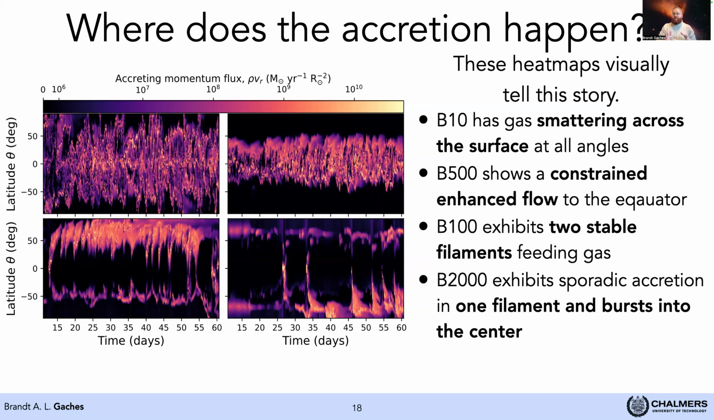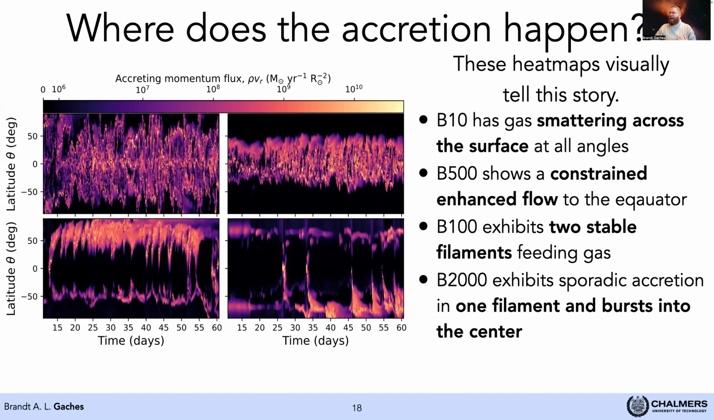And finally, at 2000 Gauss, you see two weaker filaments, but then you see these big nodes of high momentum flux that are hitting the midplane of the protostar. And this is actually where a lot of the mass is happening. So you see relatively stable-ish magnetospheric accretion in the background, with these instabilities driving pulses of mass to the equator.